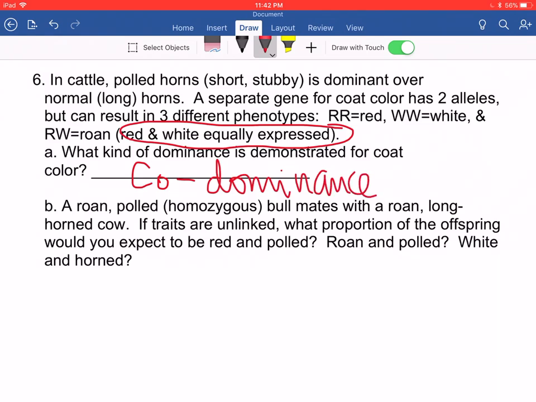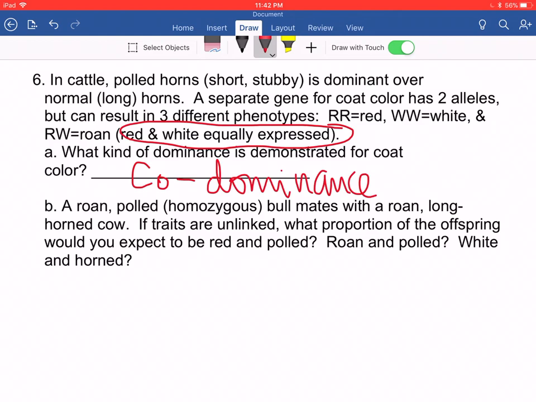All right, let's keep reading our question. So we have a roan polled homozygous bull mated with a roan long-horned cow. That's what our mating event is going to be. If the traits are unlinked, which the question is telling us here, we have no reason to believe that they might be linked. We're going to talk about that in just a little bit. What proportion of the offspring would you expect to be red and polled, roan and polled, or white and horned?